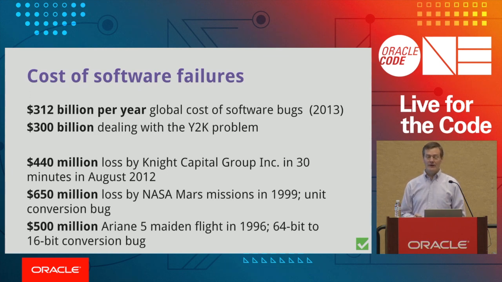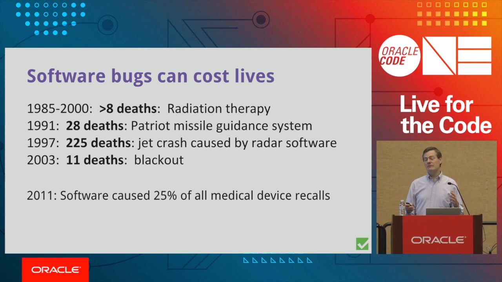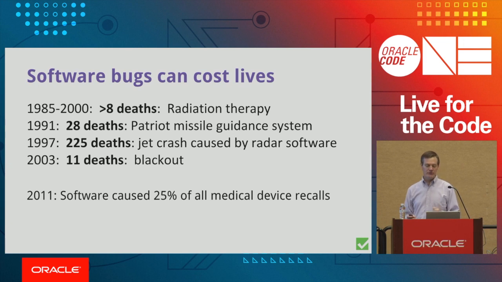They don't exist anymore. And there have been high-profile aerospace disasters that cost $500 million or more dollars. Those are the cheap ones. Those are the ones that don't matter. There have been many documented deaths due directly to software failures in radiation therapy machines for cancer patients. Probably the number is much higher. Deaths from bugs in missile guidance systems, in radar software. A blackout caused by a software bug caused at least 11 excess deaths. And software is causing over 25% of medical device recalls. That number is actually much higher today.